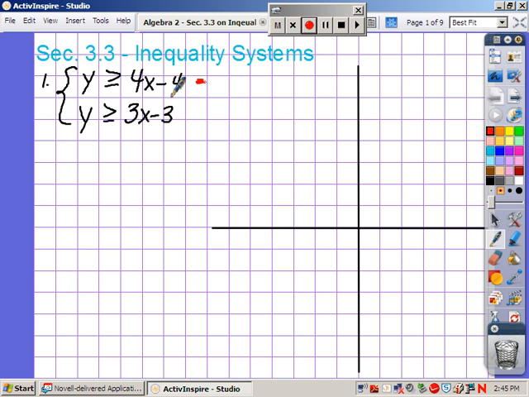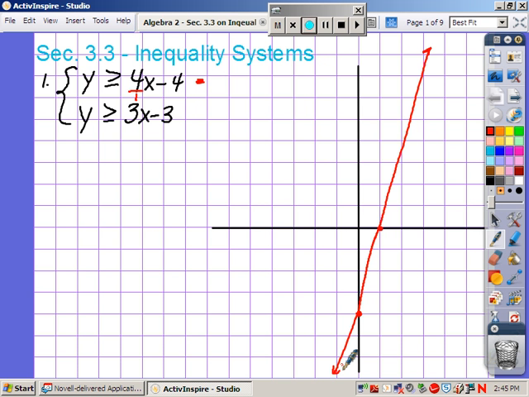This one has a y-intercept at -4, so I'm going to go down here to -4, and then the slope is a fraction, so 4 over 1 means I'm going to go up 4 and over 1. You should be using a ruler for these, so your lines might look a little bit straighter than mine when I draw them. But this is going to be a solid line, so I want to connect these with a solid line.